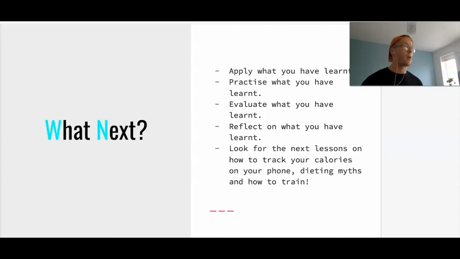So make sure you're doing that, and then look out for the next lessons that I'll be uploading on how to track your calories on your phone, so on MyFitnessPal. And then I'll be looking at some dieting myths, so things like keto, low carb, and a carnivore diet. And then there will also be another course on how to train. So I'm really looking forward to this.